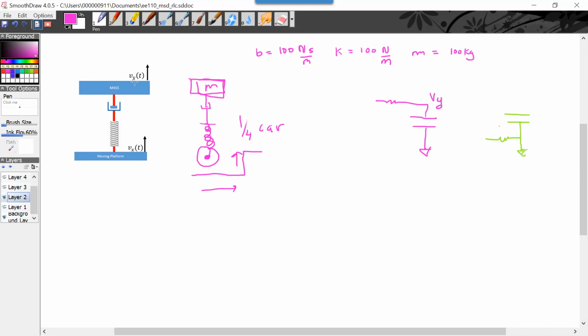And what's Vy? It's the velocity of the mass. What's Vx? It's the velocity of the moving platform, right? Then we have a spring.